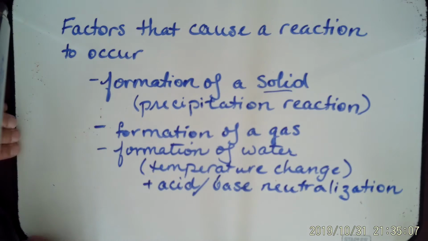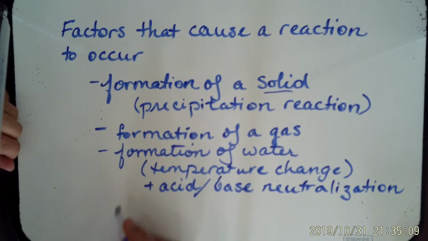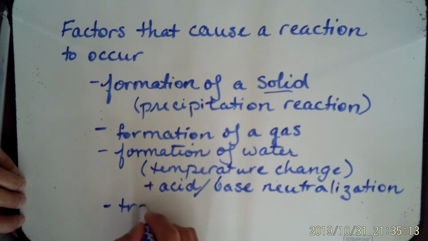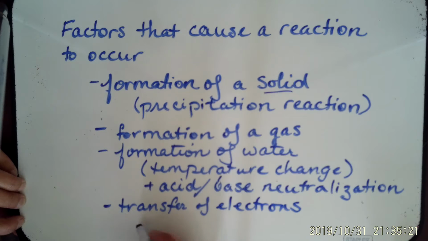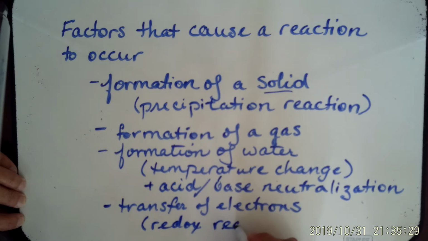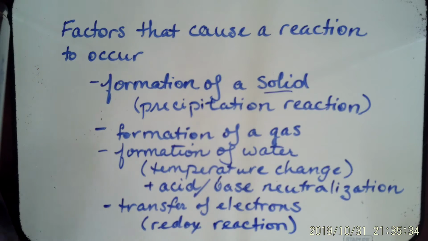We know what acids are because we've been naming them already. And finally, we could have it where it's the transfer of electrons. And when you do have a transfer of electrons, most times you'll hear us talk about a redox reaction. So let's go through and talk about the types of equations we have.